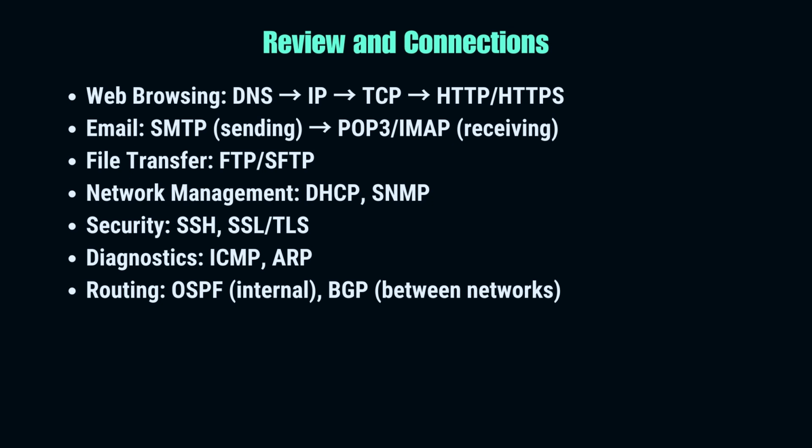Sending an email? SMTP takes care of sending your message, while POP3 or IMAP manages receiving it, depending on your setup. When you transfer files, FTP or SFTP gets the job done, with SFTP adding a layer of security. In network management, DHCP automatically assigns IP addresses, SNMP monitors network health, and SSH provides secure remote access. Finally, when it comes to routing data, RIP, OSPF, and BGP ensure that it reaches its destination efficiently, whether within a local network or across the globe.